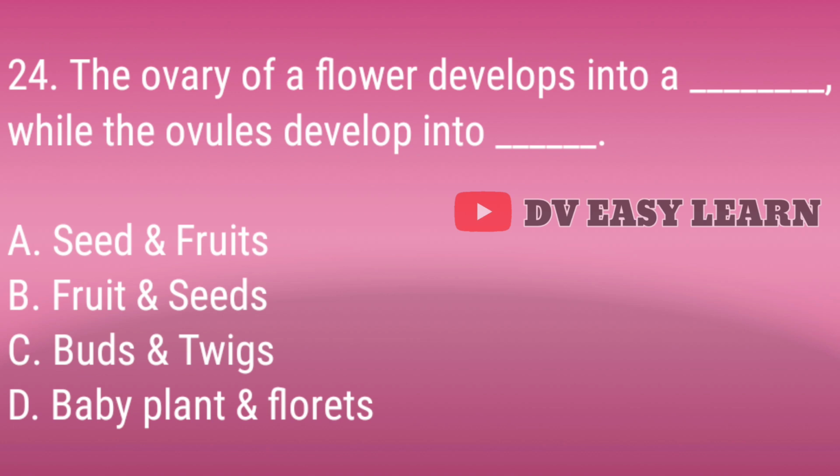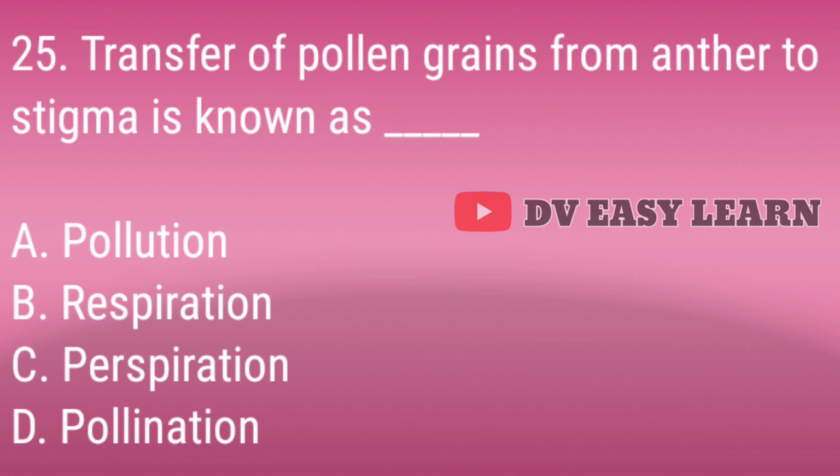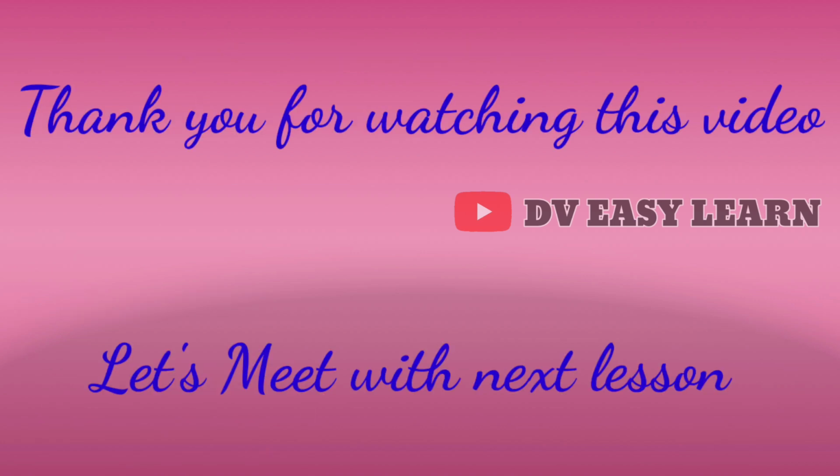Question number 24. The ovary of a flower develops into a dash while the ovules develop into dash. Correct answer fruit and seeds respectively. Question number 25. Transfer of pollen grains from anther to stigma is known as. Correct answer pollination.